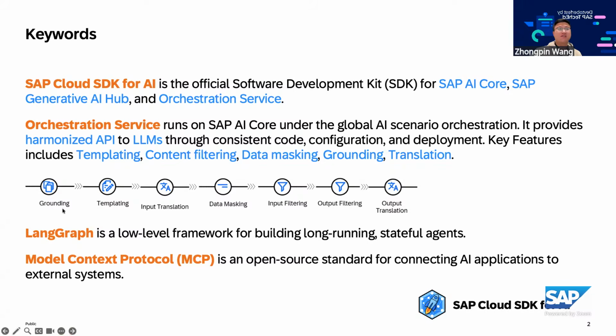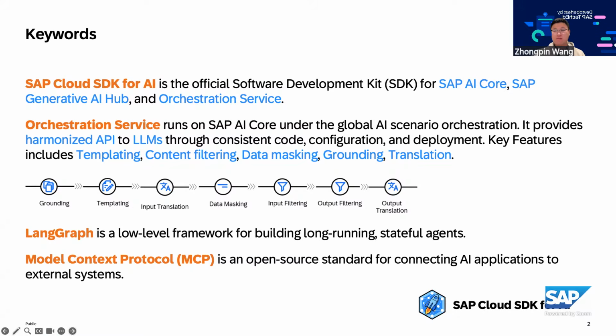So quite convenient. The next keyword is LangGraph. LangGraph is a quite famous framework for building stateful agents with LangChain clients. SAP Cloud SDK for AI provides both an Azure OpenAI client and another client called the Orchestration client. And the Orchestration client is then used for accessing the orchestration service, which I will demonstrate later.